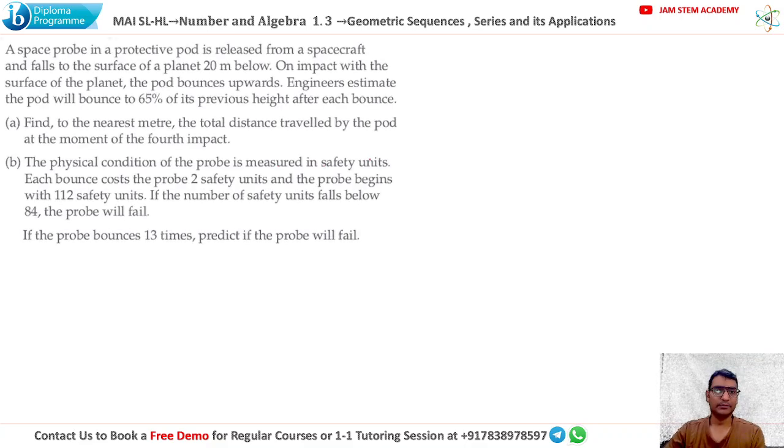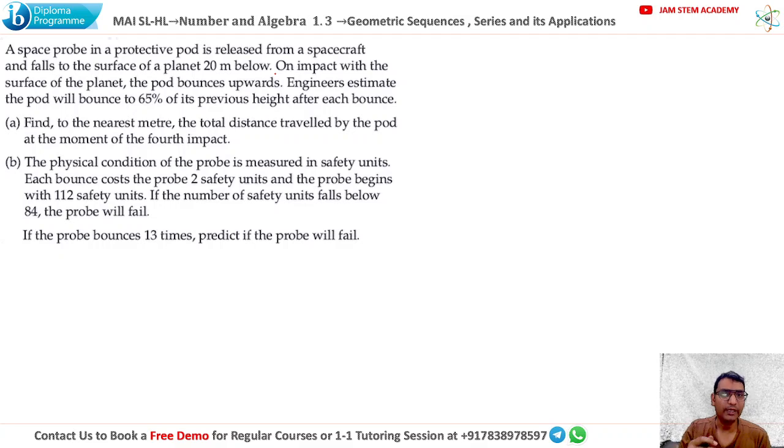Next thing is this question, which is an application of geometric sequence. Let's see. It says a space probe in protective pod is released from a spacecraft and falls to the surface of the planet 20 meters below. On the impact with the surface of the planet, the pod bounces up, right? Now, engineers estimate the pod will bounce up to 65% of its previous height.